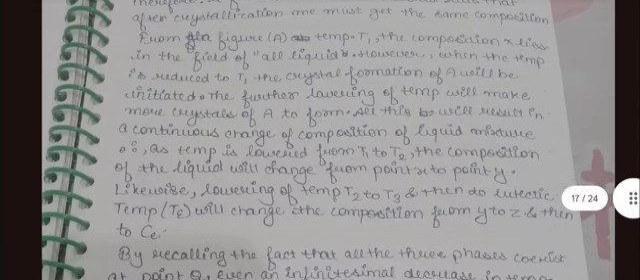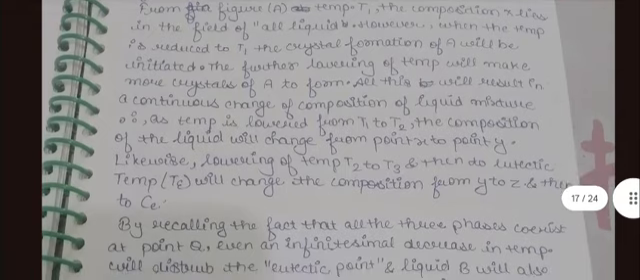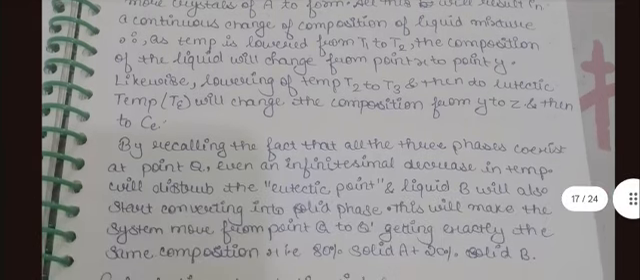However, when the temperature is reduced to T1, crystal formation of A will be initiated, and further lowering of temperature will make more crystals of A form. All this will result in a continuous change of composition of the liquid mixture. Therefore, as the temperature is lowered from T1 to T2, the composition of the liquid will change from point X to point Y. Likewise, lowering of temperature from T2 to T3, then to the eutectic temperature TE, will change the composition from Y to Z and then to CE.